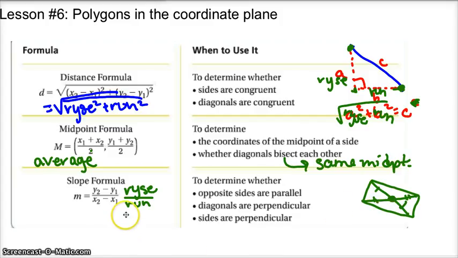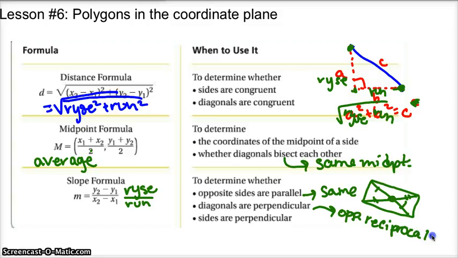And lastly, the idea of slope is rise over run. We use it to determine if sides are parallel. They have the same slope. If diagonals are perpendicular, their slopes are opposite reciprocals. Opposite meaning one positive, one negative. Reciprocal is flipping that fraction upside down. Or whether sides are perpendicular, which is also opposite reciprocal.